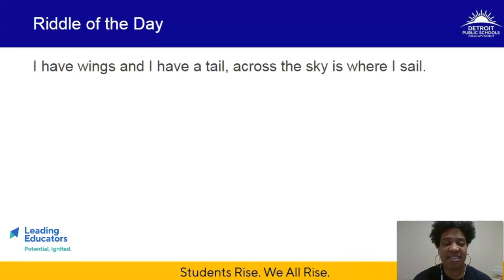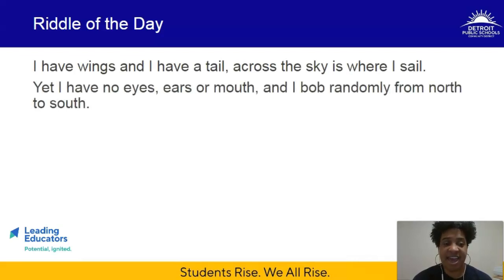I have wings and I have a tail. Across the sky is where I sail. Yet I have no eyes, ears, or mouth, and I bob randomly north to south. What am I?